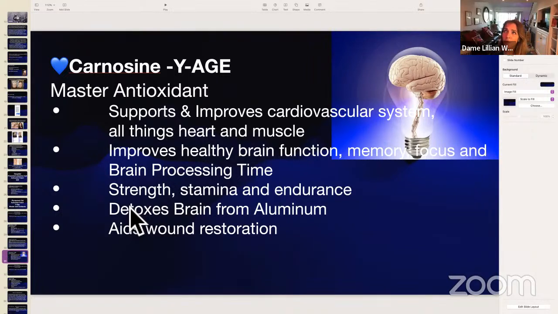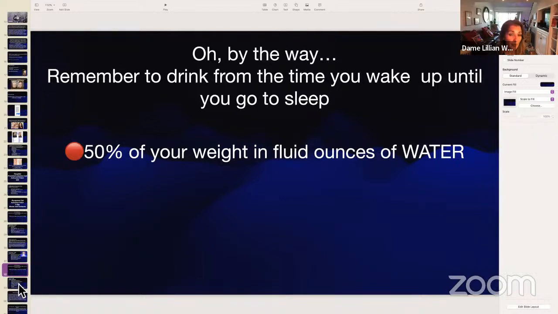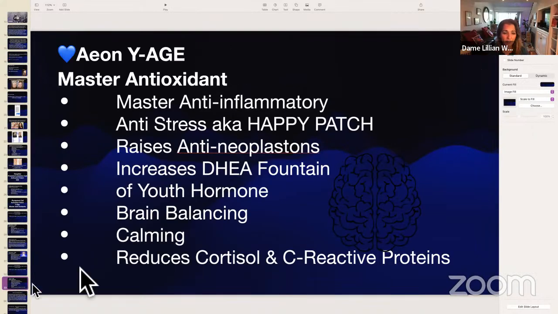We've known for 25, almost 30 years now that aluminum is a neurocognitive declining agent. It causes dementia and Alzheimer's and cognitive decline. It doesn't benefit your brain to bring aluminum into the body. This is going to detox you from that. This is going to also help with a rapid restoration of any kind of wound that you might have in your body as well. Very, very powerful patch. You can see how these 5 patches work in concert with each other to take care of the primary systems of the body. Oh, by the way, remember to drink 50% of your weight in fluid ounces of water.